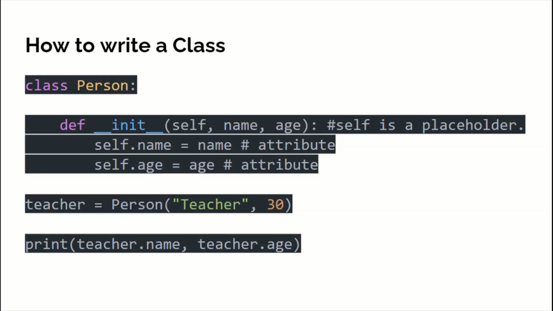Next, let's look at how to write a class. So first, you want to start off with the word class and then the name of your class. In this example, the class's name is person. So we're creating kind of like a blueprint for the class of a person.